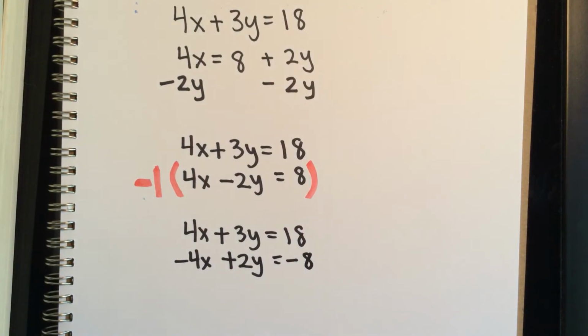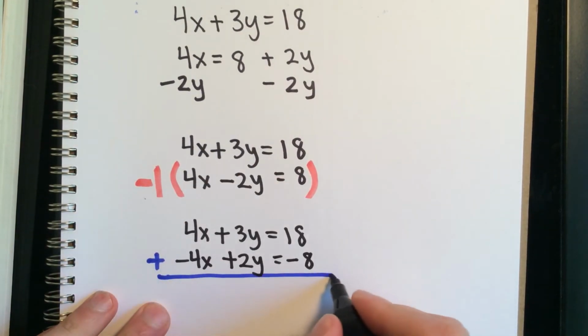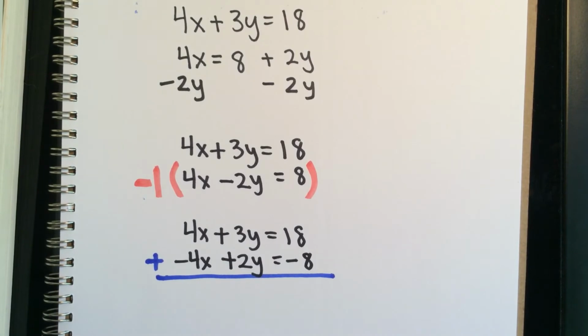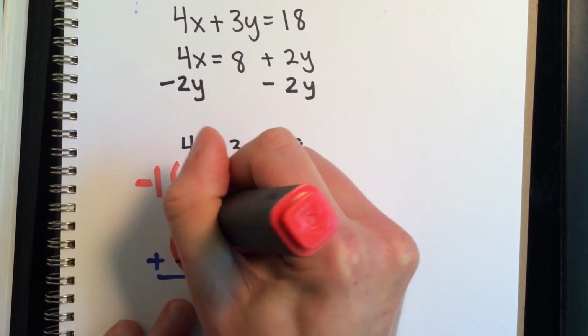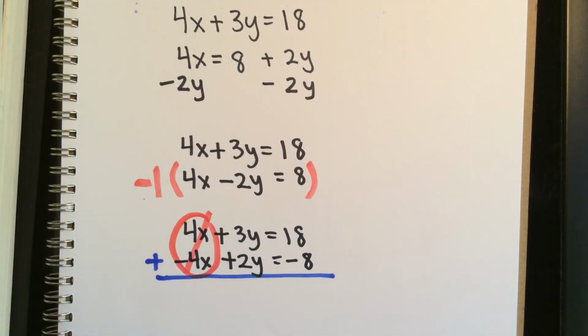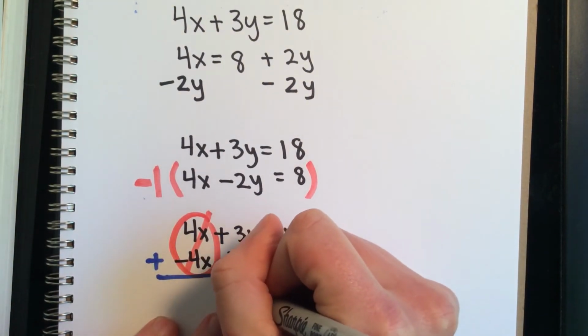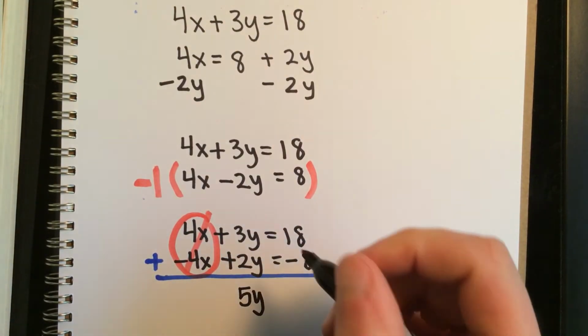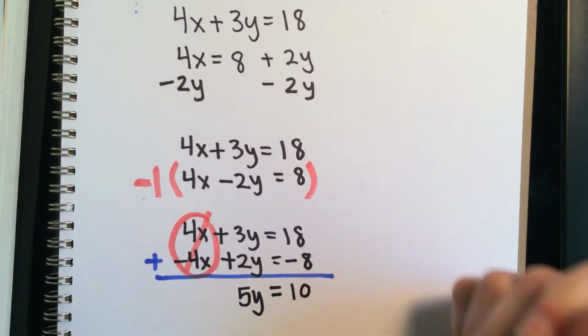Okay, now we can go ahead and add these two equations together. So I'm going to say plus. And here is our 0 pair, so our x's are going to cancel. So 4x minus 4x is 0. And now we have 3y plus 2y, so that equals 5y. And now that equals 18 plus a -8 is 10.